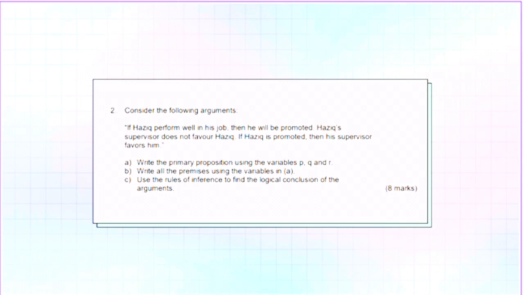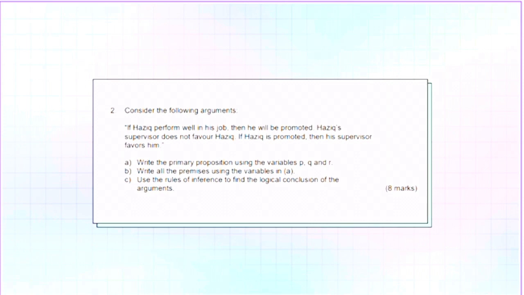Consider the following arguments. Let's read the question. If Haziq performed well in his job, then he will be promoted. Haziq's supervisor does not favor Haziq. If Haziq is promoted, then his supervisor favors him. So there are 3 questions for this type of question. A. Write the primary propositions using the variables P, Q, and R. B. Write all the premises using the variables in A. And C. Use the rules of inference to find the logical conclusion of the argument. This kind of question usually will appear in the final.